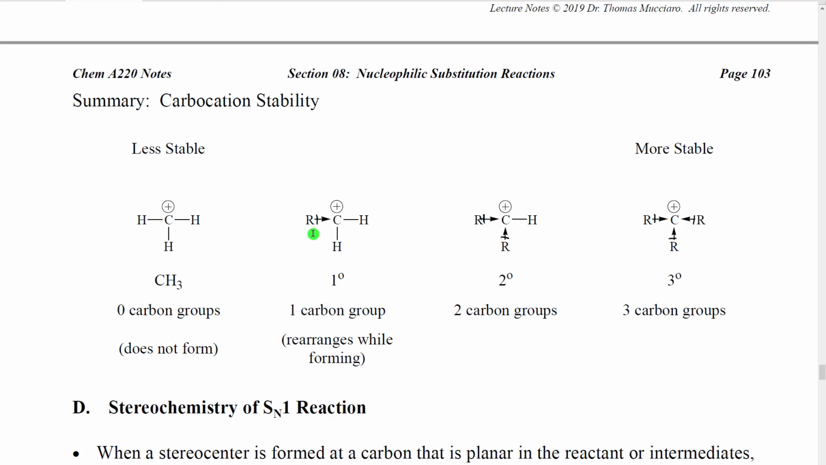Primary carbocations would have 1 hydrogen replaced by a carbon group. It turns out that these carbocations can be formed, but they rearrange almost immediately, which is another aspect of carbocations that we're going to discuss later. Secondary carbocations with 2 carbon groups are more stable than methyl or primary, and tertiary carbocations should be the most stable carbocations of the ones that we are currently considering.